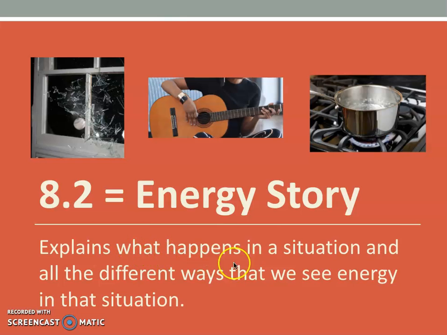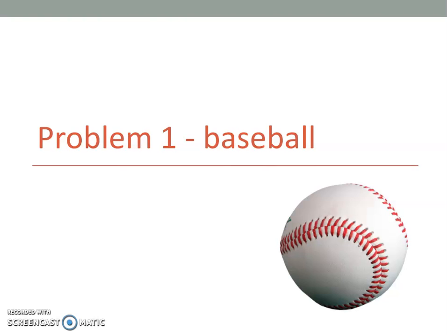An energy story explains what happens in a situation and all the different ways that we see energy in that situation. So first off, we're going to look at a problem about a baseball. This is actually a baseball problem you should not try at home. Imagine that you're holding a baseball and you throw it into the window. What's going to happen to the window? Well, obviously it's going to break, and that's not good, which is, again, why you don't want to try this at home. But the idea of the energy story is that we're going to describe what happened to the baseball and use those pieces of evidence of energy that I have.